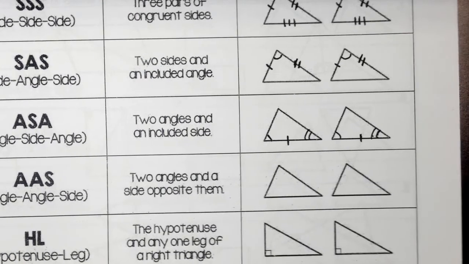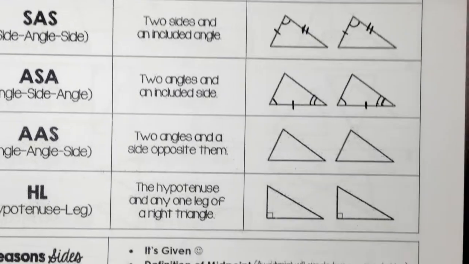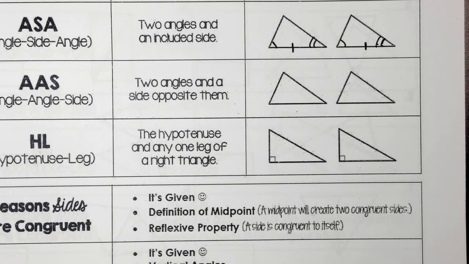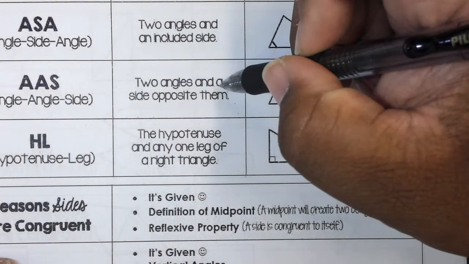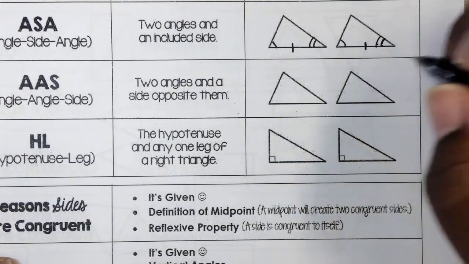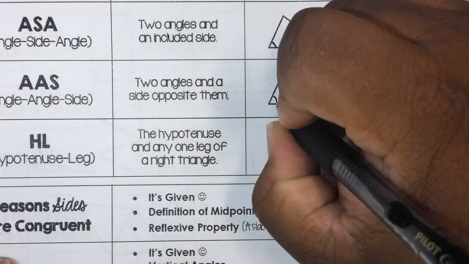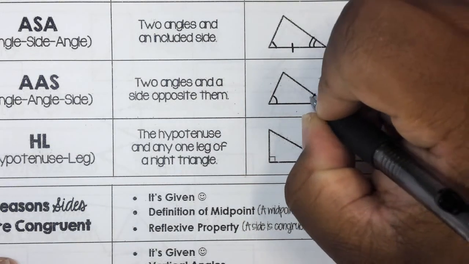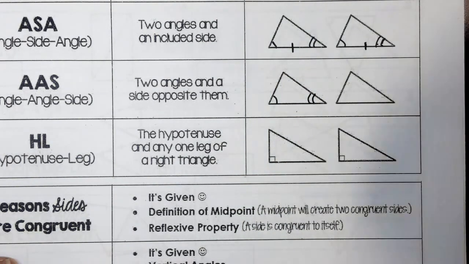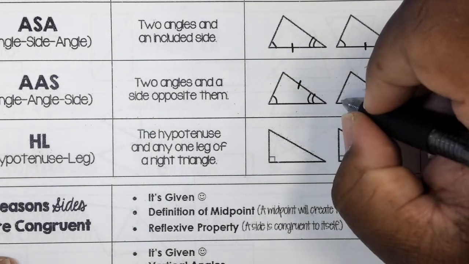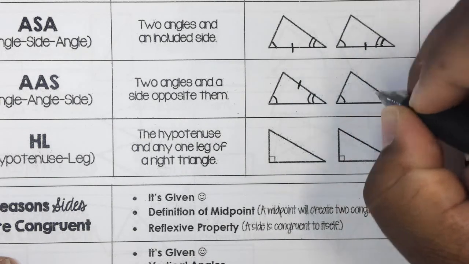The next one is angle, angle, side. So you can have 2 angles and a non-included side marked on your figure, and you can still prove congruency on the triangles. So 2 angles and a side opposite of them. Here and here you have 2 angles marked, and then you'll have a side that's not in the middle of them marked. It could be this one or this one. This would be angle, angle, side congruency.